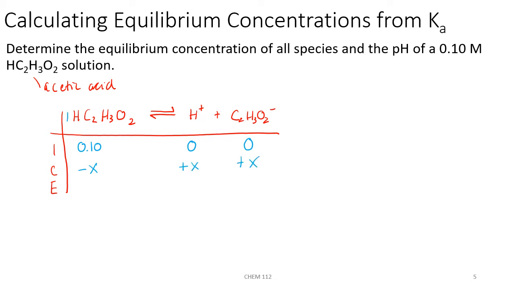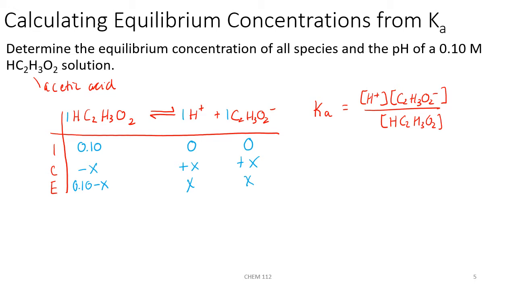Once again, make sure you look at the stoichiometry to determine the ratio. So we have 1 to 1 to 1 here, so we only have minus X and plus X. Our equilibrium line then will be 0.10 minus X for our acetic acid, and it'll just be X for our hydrogen ion and X for our acetate anion. From that line, we can then use that in our equilibrium expression. So our equilibrium expression will be Ka equal to concentration of hydrogen ion times concentration of acetate anion over the concentration of our weak acid.